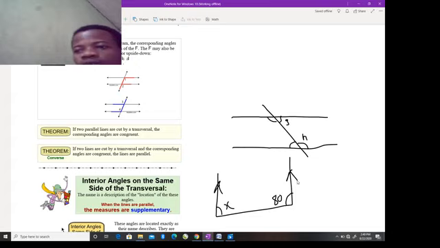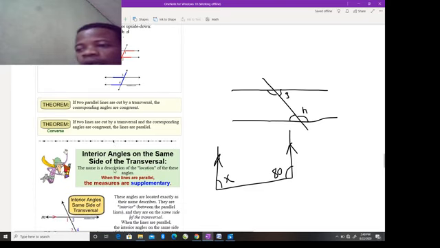Is that good? I want to be sure, or I'm sure already, that you are getting what we are doing. So that's for interior angles on the same side of the transversal line. I appreciate you for your time. Yes, I really appreciate you for your time.